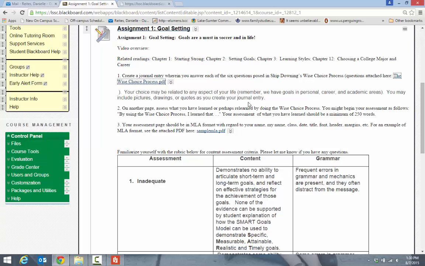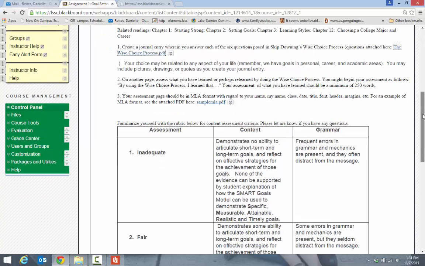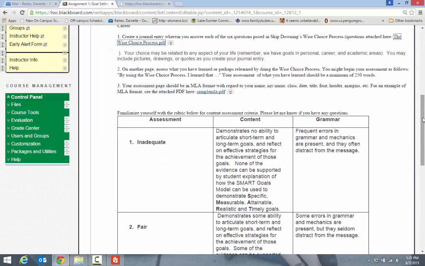And again, this can be related to academic goals, but they can also be personal career goals. So they can be about changing jobs, or they can be about lifestyle changes that you want. And you can also copy and paste to make this, because this is digital and being submitted through Blackboard. You can use clip art or actual images, drawings, quotes, things to enhance your reflection. And then on a separate page, you want to assess what you've learned through this wise choice process.